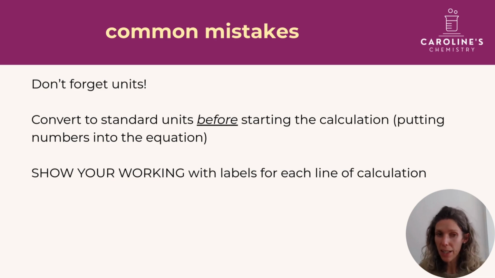So the first one with any calculation, don't forget units. This isn't maths, it's chemistry, which means these numbers mean something. Make sure you include the units on your final answer. The next way to perhaps get caught out is standard units. So for instance, the moles equation uses mass in grams. The volume equation uses a volume in decimeters cubed. So if you have a unit conversion, and you might not have with every single one, do that before you put the numbers into the equation, not afterwards.